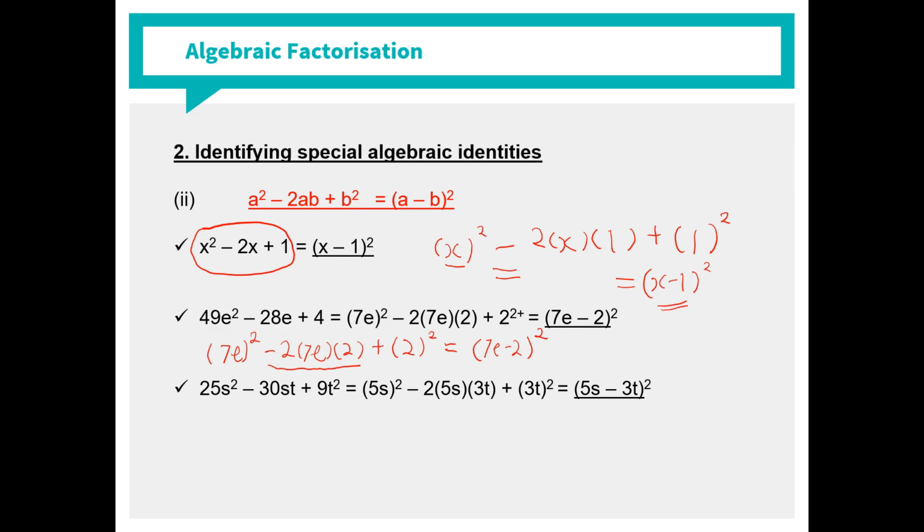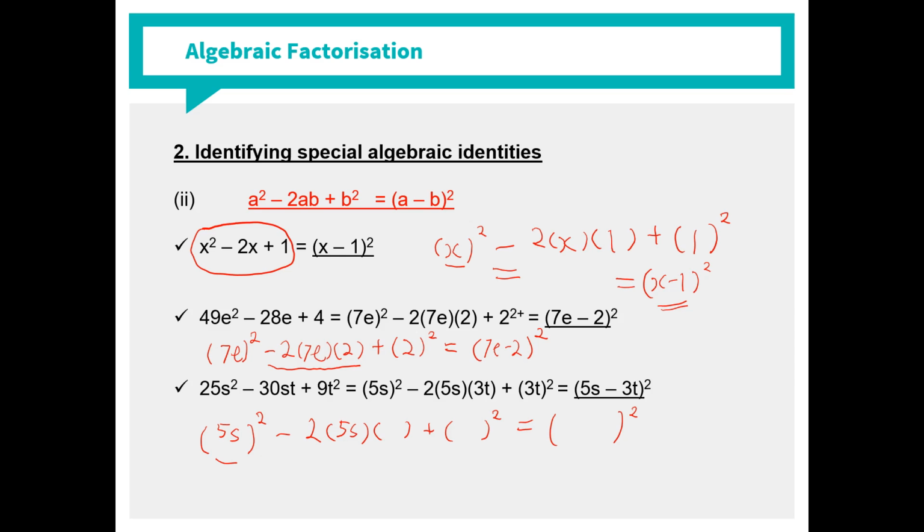Okay, and for the next example, something whole thing squared minus 2 times this will give me something squared. Okay, let's try it out. So 25s squared is actually equal to 5s whole thing squared. Since I put 5s here, I will put 5s here as well.